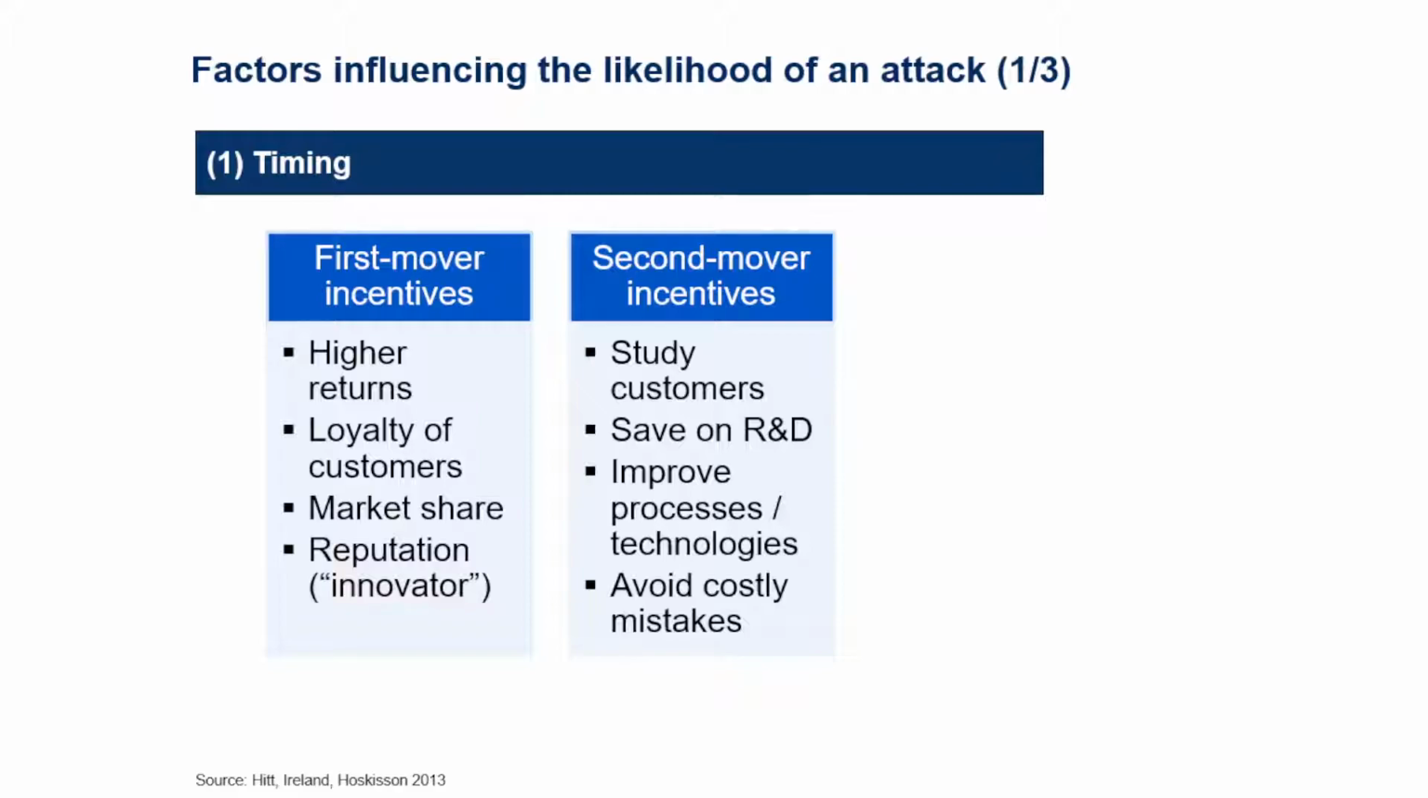There's also second mover incentive. So companies might decide not to be the first mover and to wait first, especially if there's high uncertainty about a technology. They might first want to study the customers, save on R&D as R&D becomes cheaper as time passes by. They might also take the opportunity to improve the process, see the mistakes that competitors make, and then avoid those mistakes and make it better.